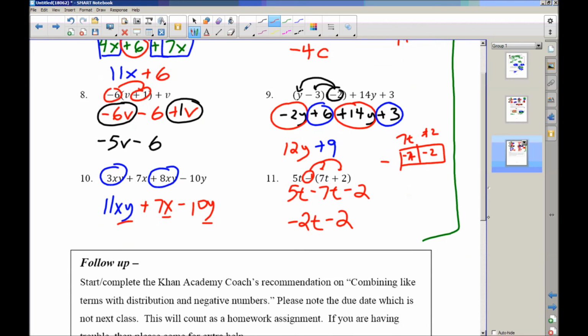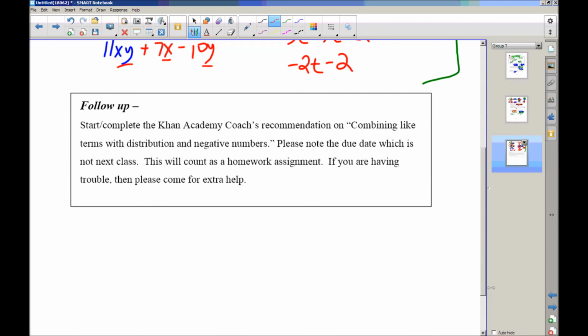All right, so your follow-up tonight is to start or complete, depending upon how good you learn from the notes, the Khan Academy Coaches from Recognition, combining like terms with distribution and negative numbers. This is a tricky one, so it might take you a little while. Please note the due date, which is not next class, so it's actually a couple days afterwards.